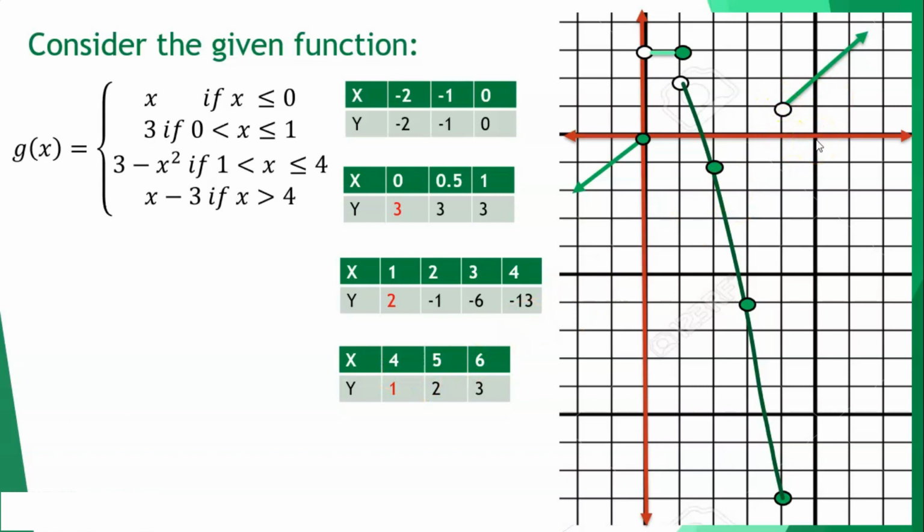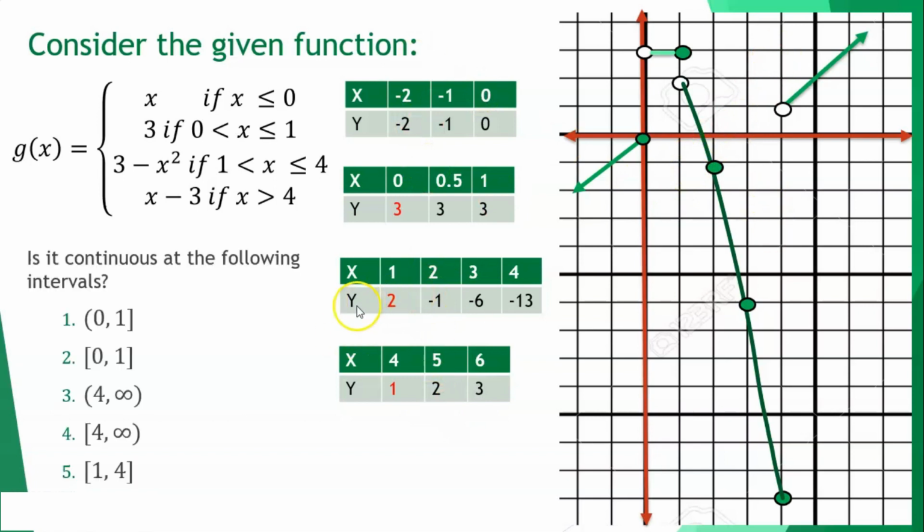For 5, we will get 2. Then for 6, we'll get 3, and so on. Now, given this, these are our TOVs. This is the corresponding graph. Now, let's identify if these intervals are continuous.